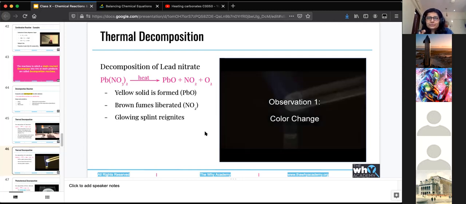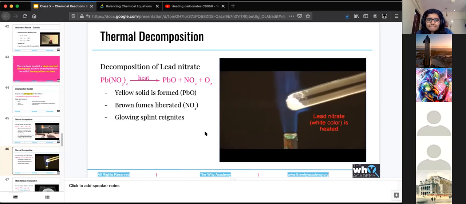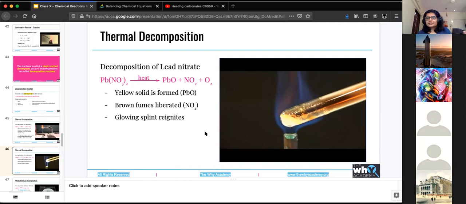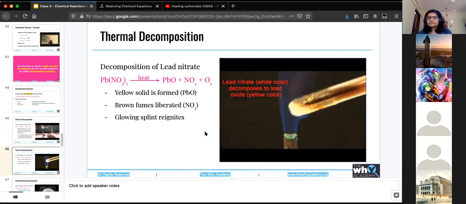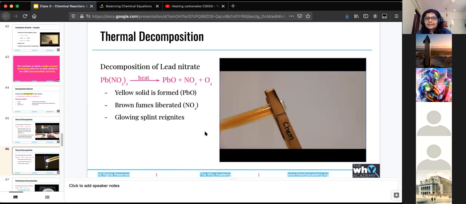Now they'll show you each change. So white, when it is heated, has turned yellow in color. The yellow is because of lead oxide. So lead oxide is yellow in color. Okay, and yeah, ma'am, Pb is lead, right? Yeah.